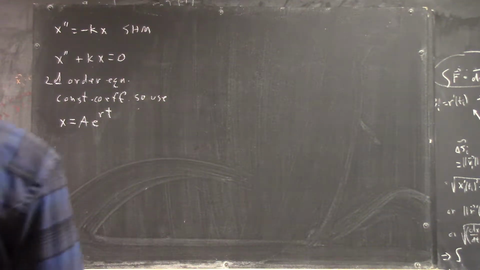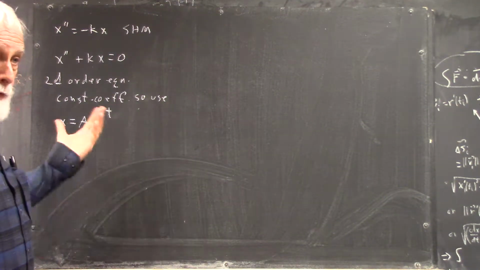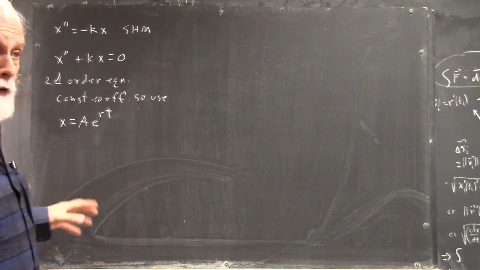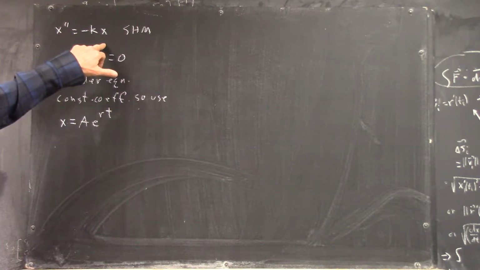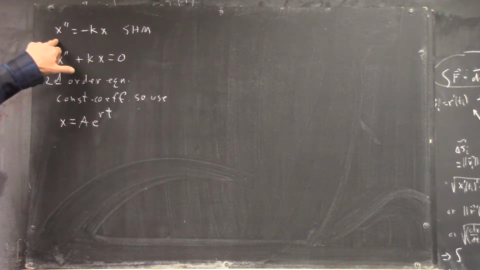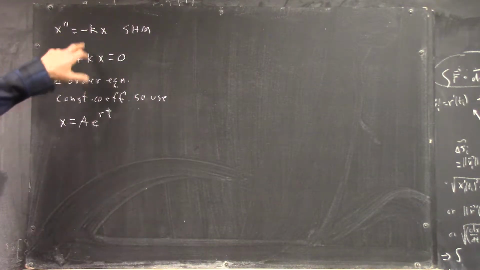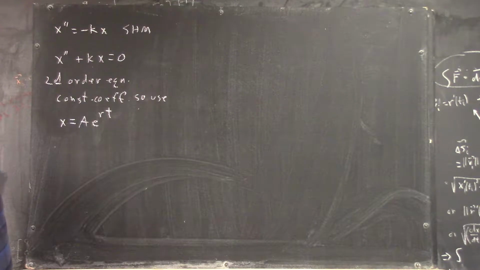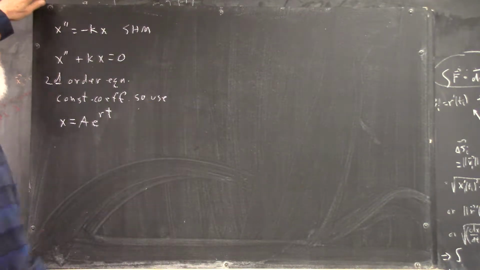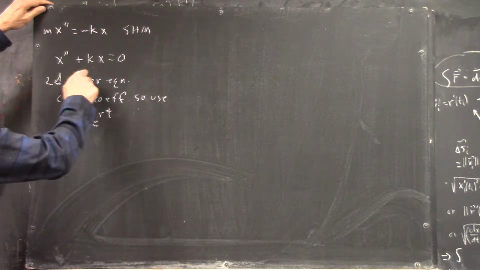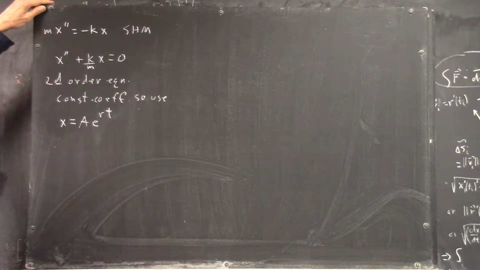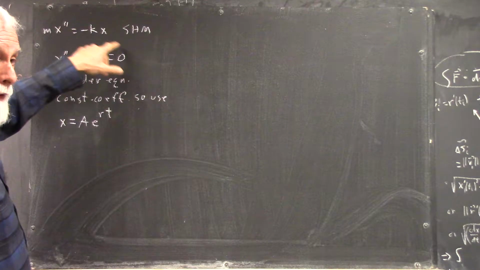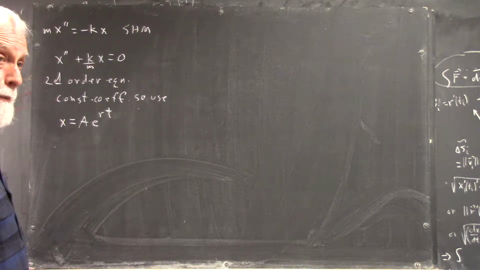All right, another example, just basic simple harmonic motion. This is really easy, but there are things you need to know, so pay good attention. Here's your equation that you well know. It just says the acceleration is a negative multiple of x, and actually it should be m x double prime equals negative k x, so that should be k over m. In other words, divide through by the m, k over m, right?